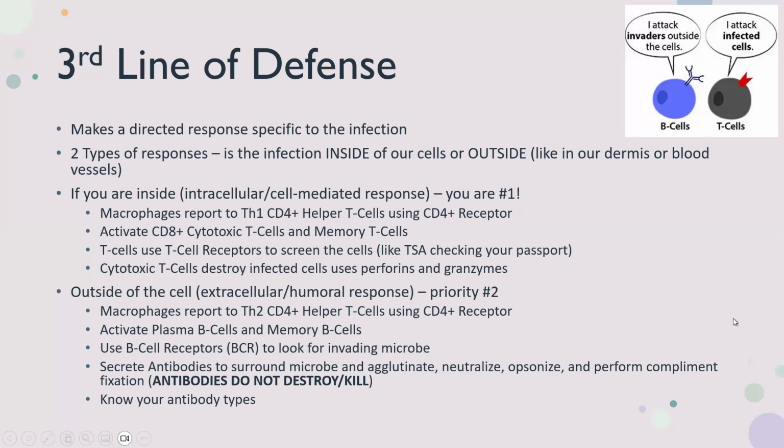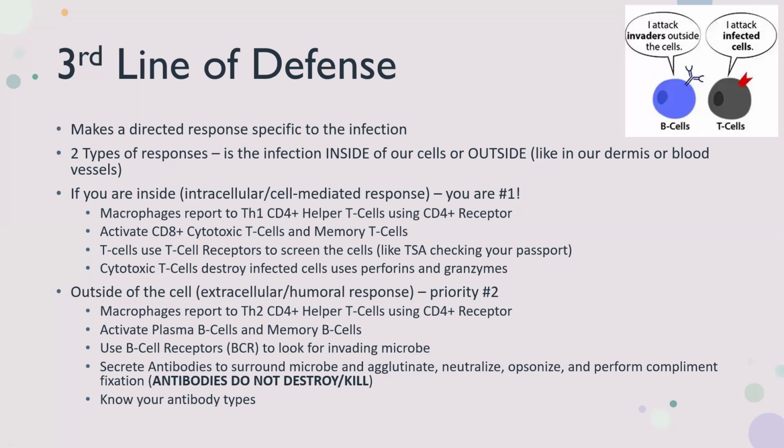And a way we can test your knowledge is you might have the four antibodies and you might also have perforins and granzymes. So if you don't diagnose this properly and you decide that a virus gets a Th2 response, then you can see how you're going to start answering all your questions wrong for a third line defense. You're going to start saying Th2 versus Th1. You're going to start saying plasma B cells versus cytotoxic T cells, and then you might say antibodies instead of perforins or granzymes.